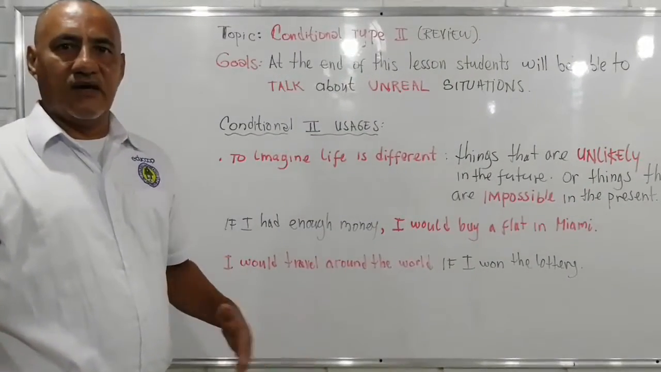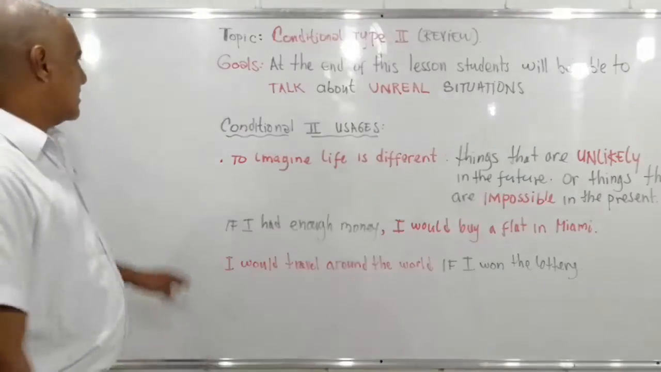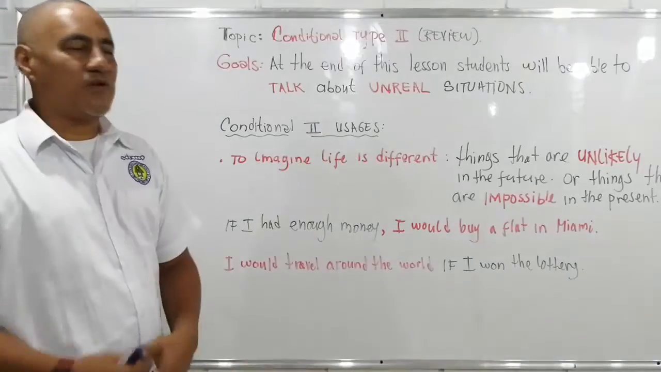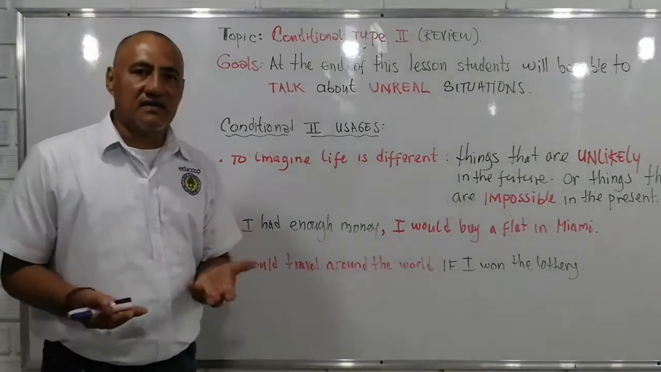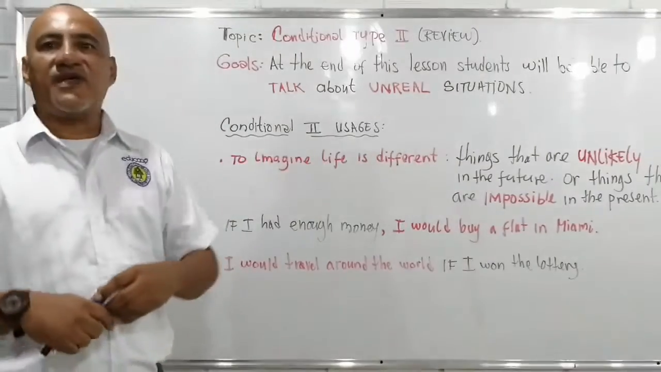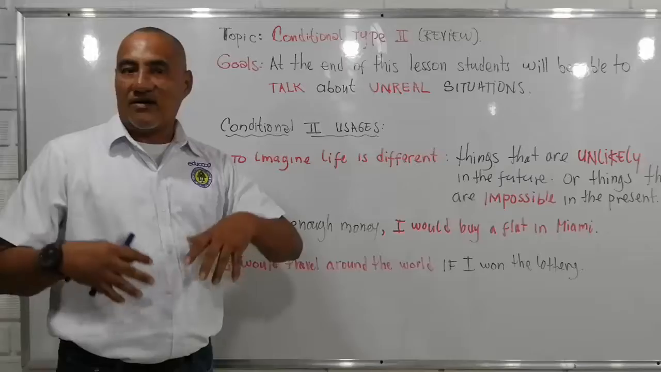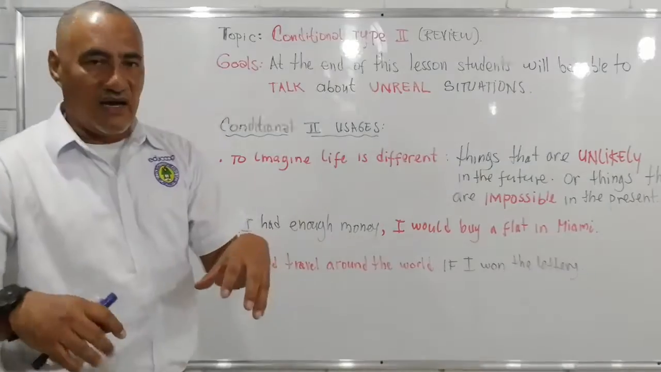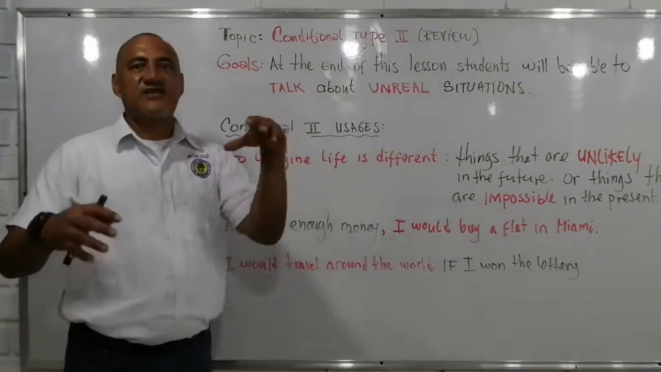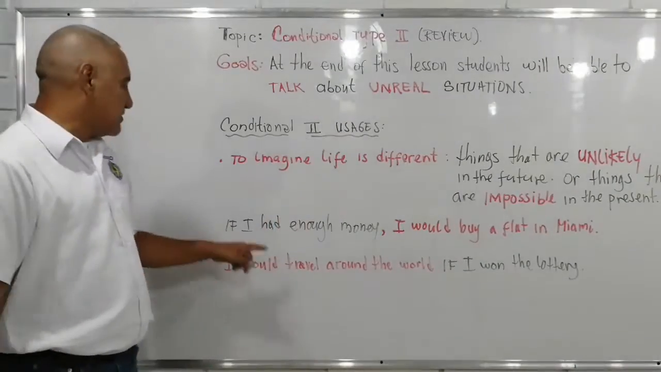Okay, then let's go through the uses of the second conditional. The first one, to imagine that life is different. That happens when something is unlikely. Unlikely means that it's not possible in the future, or things are impossible now in the present situation. Cuando las cosas son imposibles ahora. Because the situation is different, because life is different now.